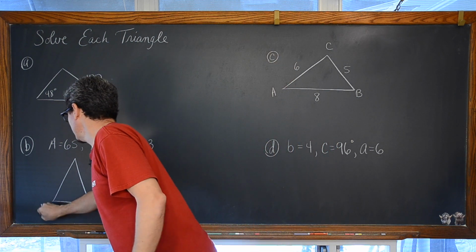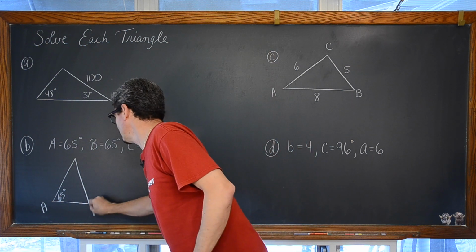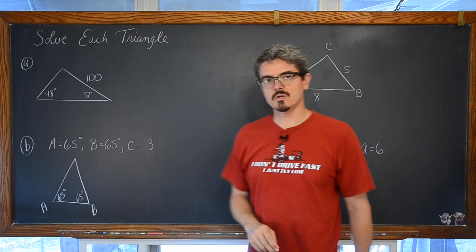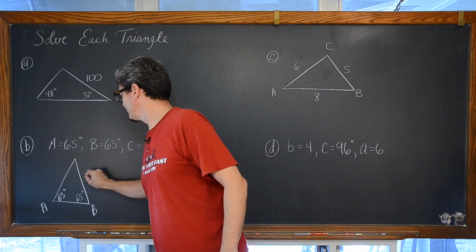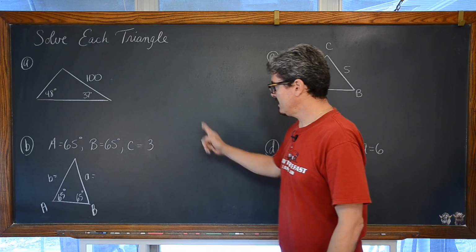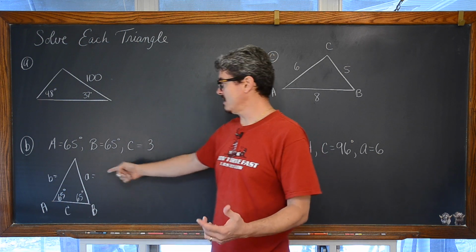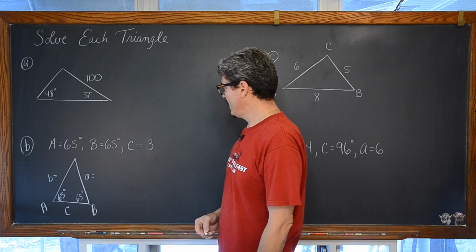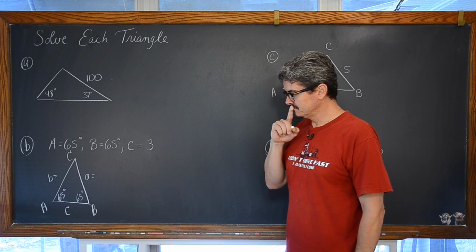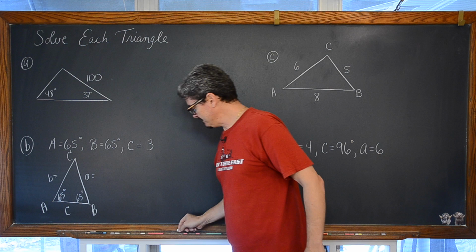So we have angle A is 65. Don't worry about trying to make it to scale usually; it's not very helpful. B is also equal to 65 degrees, which of course means that side A and side B, when we find them, are going to be the same measurement. And then side C is equal to 3 units. I know this is a side because it is lowercase, where up here we're using uppercase letters. And we don't know what angle C is. Not very hard to find, but at this moment it's not given.